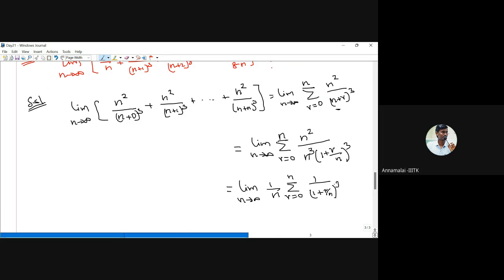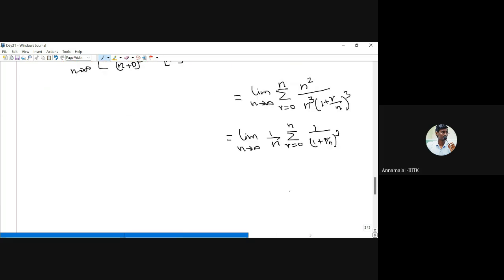Now this is of the form limit n goes to infinity 1 by n f of r by n. What is your f of x? f of x is 1 by 1 plus x whole cube. Therefore, this is nothing but the integral from 0 to 1 of 1 by 1 plus x whole cube dx, where we replace r by n with x. Now, what is the integration of this? You take the numerator power, you get minus 3, therefore minus 2. So minus 1 by 2 times 1 plus x power 2, with upper limit and lower limit.